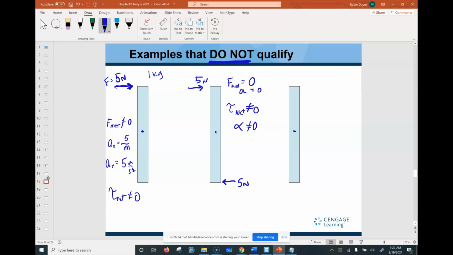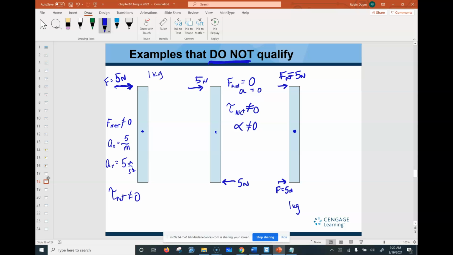All right, so what happens if I have a force of 5 newtons this way, and then I have a force down here of 5 newtons, and again, it's a 1 kilogram object? Is it going to rotate? What do you think? No. It's not going to rotate, right?